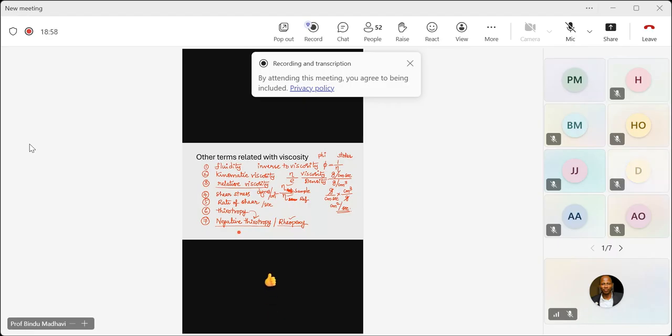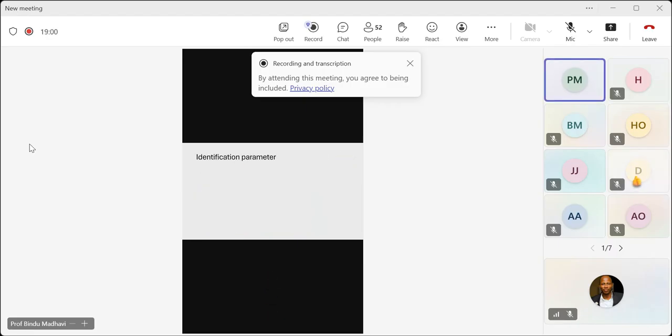Yes. Very good. So let us start with the applications of rheology. In applications of rheology, rheology is going to be used as an identification parameter. As we discussed in our last class, this is going to act as one of the identification parameters for materials. For example, when we take water, it will have its own viscosity, or when we take alcohol, it will have its own viscosity.